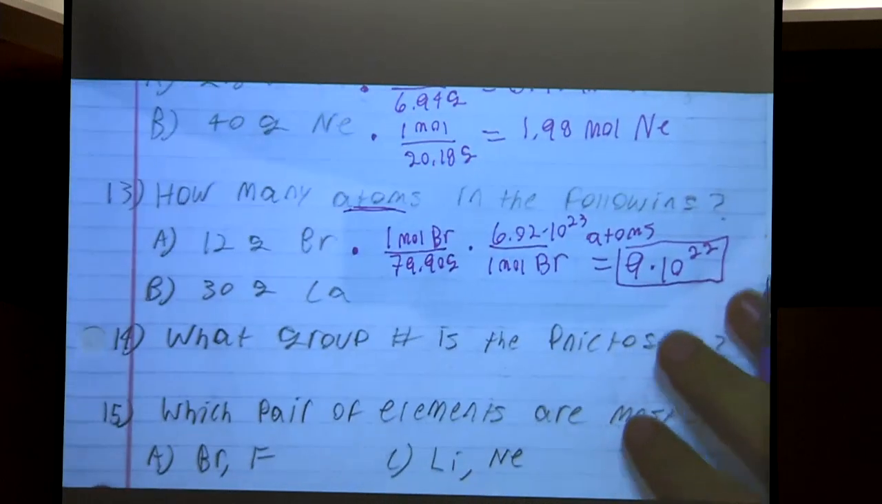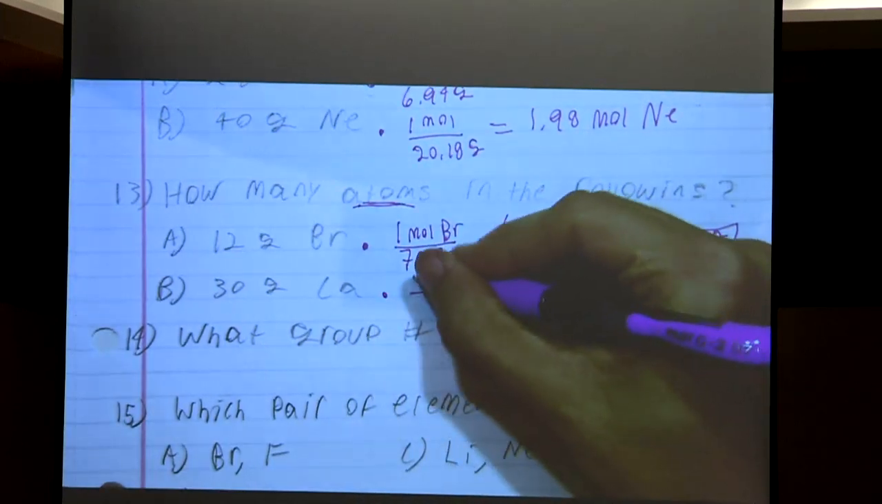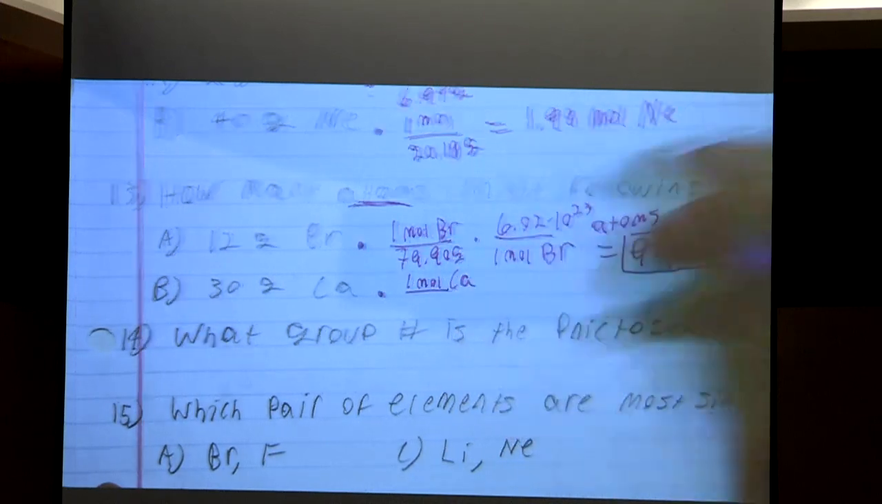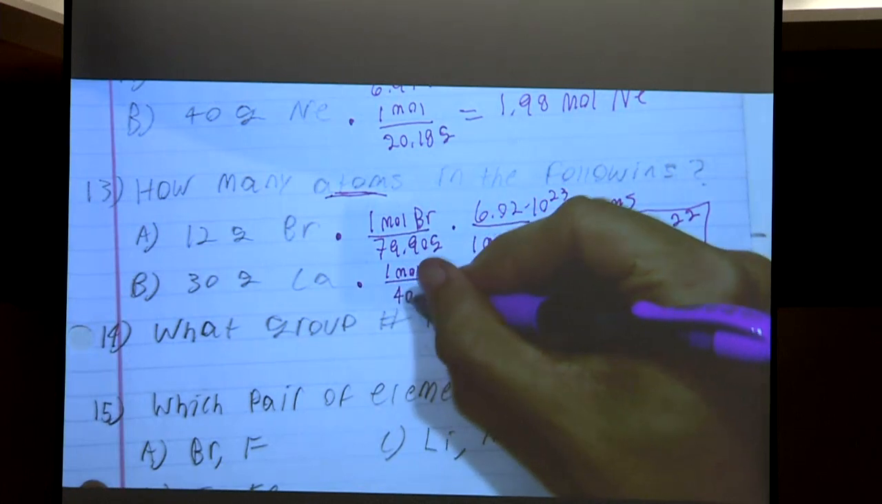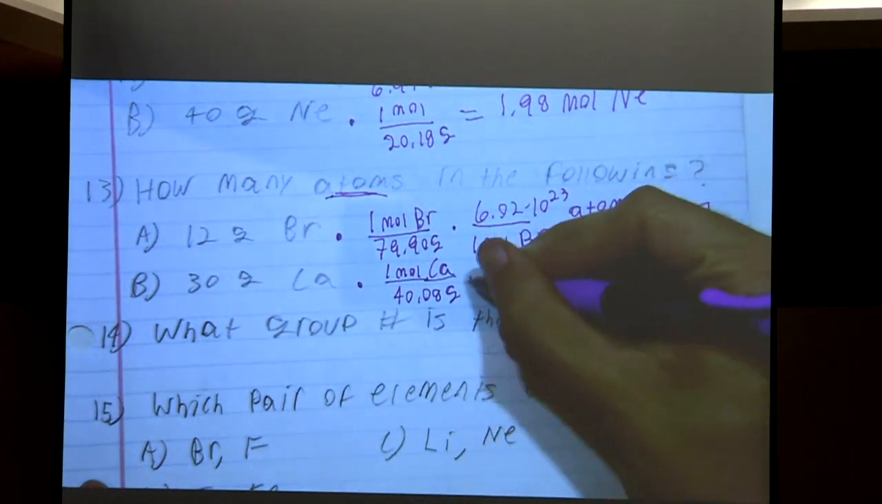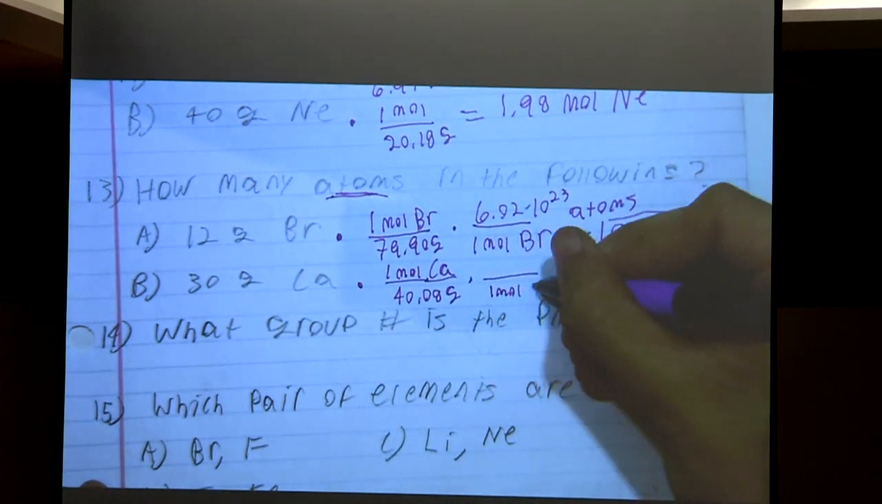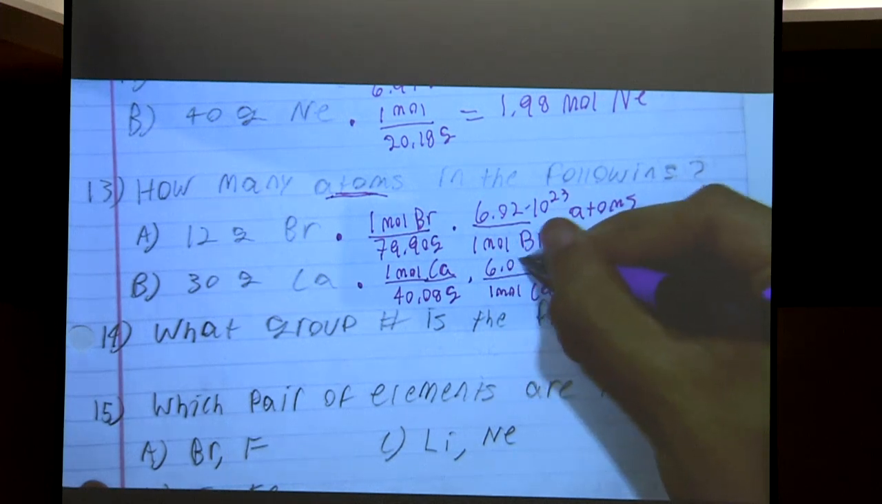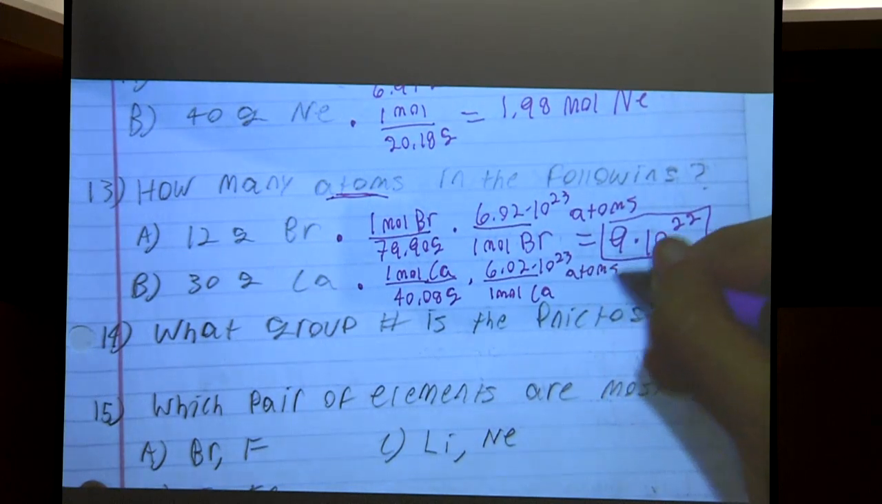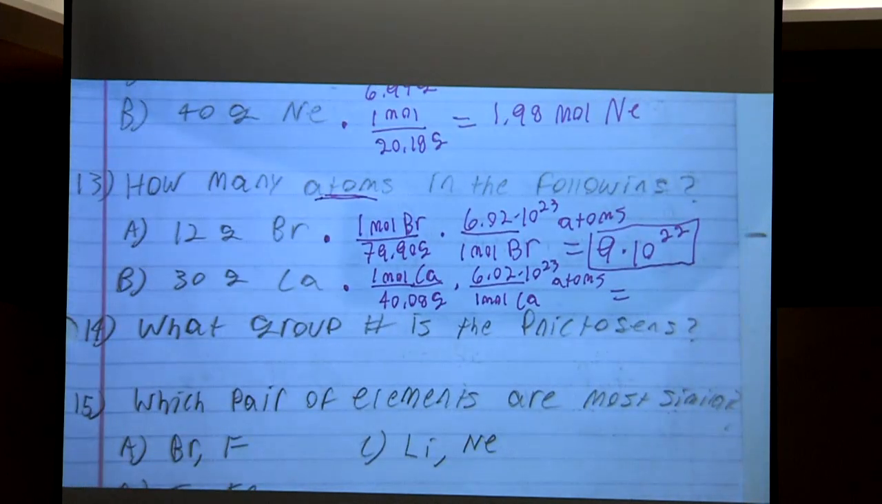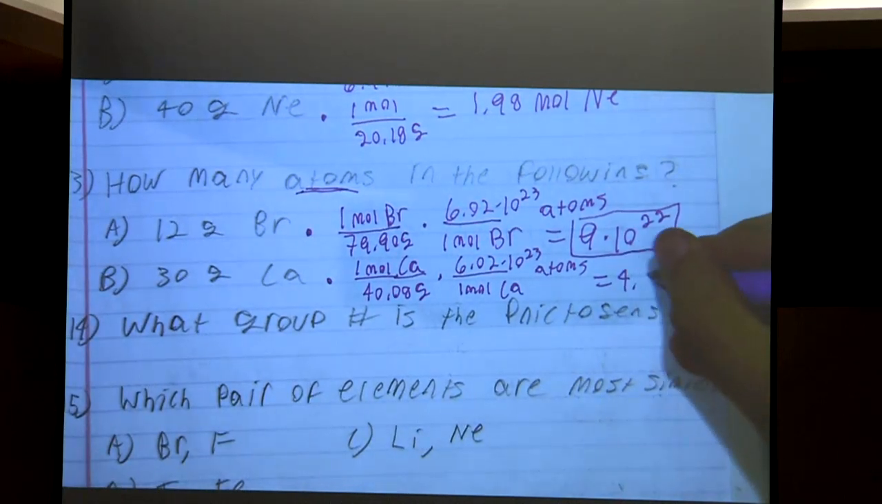All right, so for calcium, same process. 1 mole of calcium is equal to 40.08 grams. And then in 1 mole of calcium, there's 6.02 times 10 to the 23rd atoms. So that leaves you with 4.5 times 10 to the 23rd.